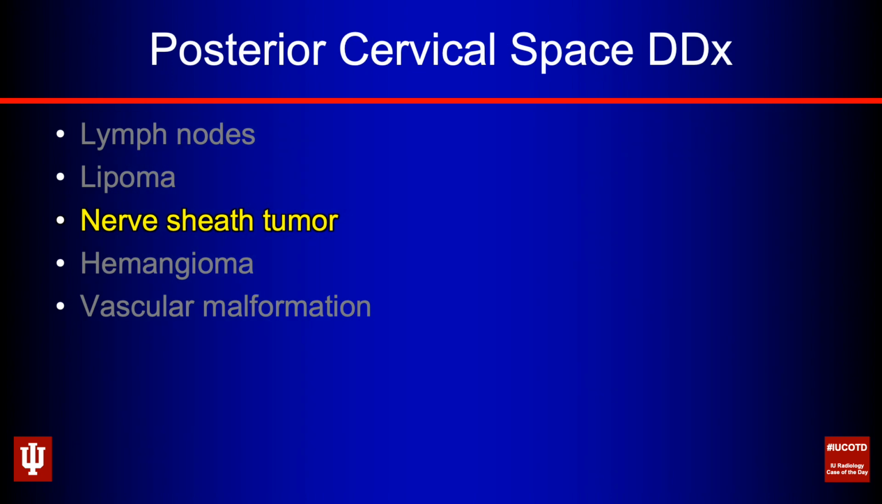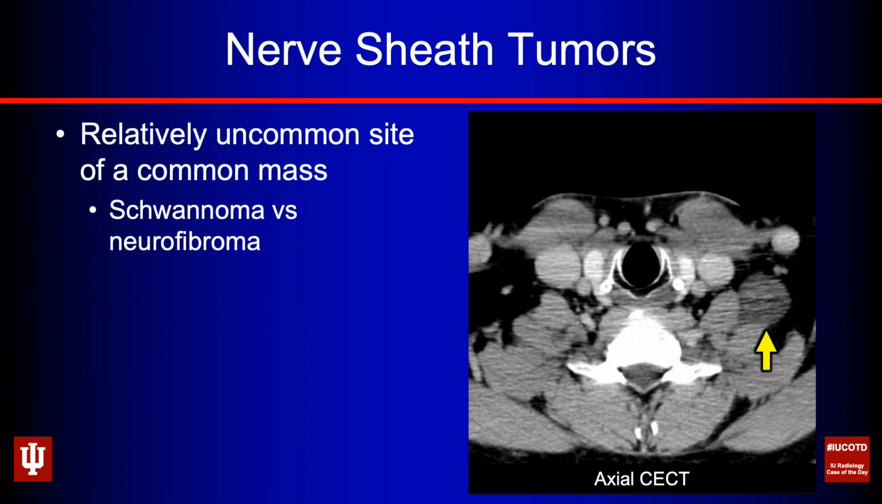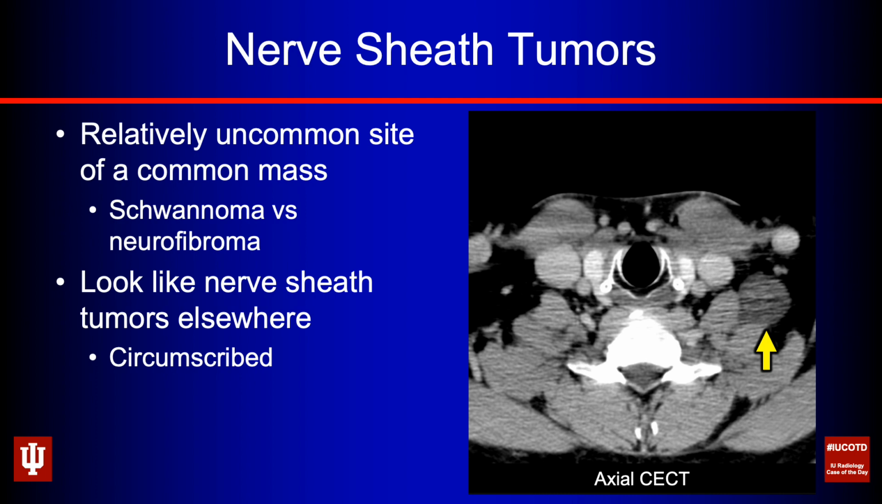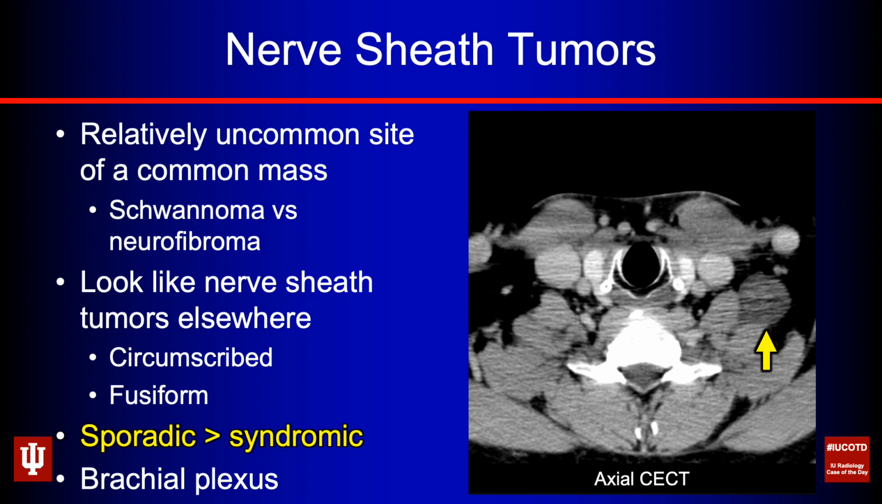You can also get nerve sheath tumors occurring here. And this is simply a relatively uncommon site of a common mass. It may be a schwannoma or a neurofibroma. They look like nerve sheath tumors elsewhere. They're circumscribed, they're fusiform in shape. Much more commonly sporadic than syndromic, although if you start seeing multiple, do think about syndromes like NF1 for neurofibromas or NF2 or schwannomatosis if they're schwannomas. And keep in mind, after the brachial plexus dives out from between the scalene musculature, it courses through the posterior cervical space. So these may be nerve sheath tumors arising from the brachial plexus.